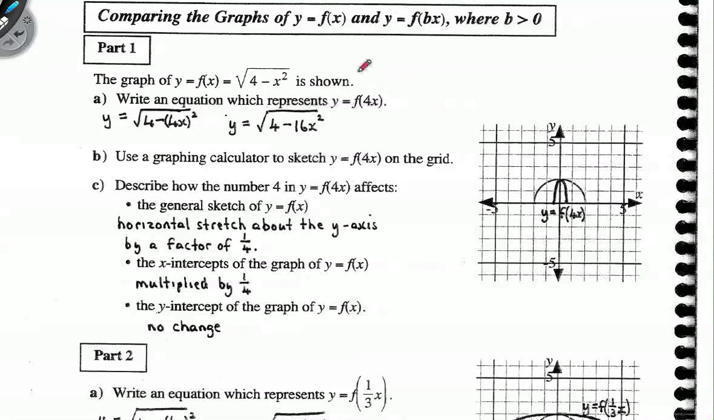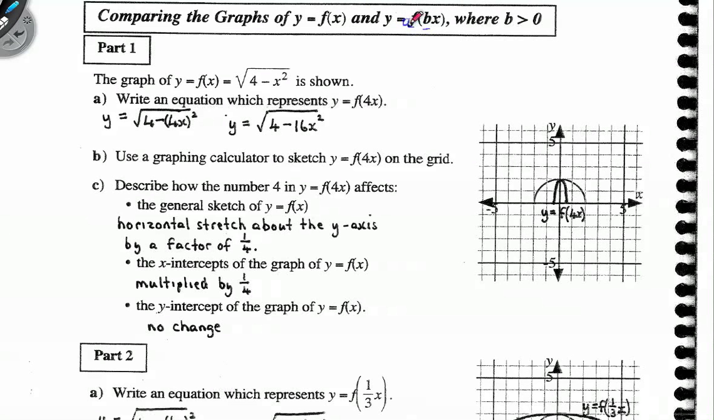Okay, comparing graphs of y equals f of x and y equals f of bx, where b is greater than 0. Notice here this multiplier b is inside the function, multiplying the x. The last examples we just looked at had an a multiplier outside the function. This is a b inside the function. It does two completely opposite things in a sense.